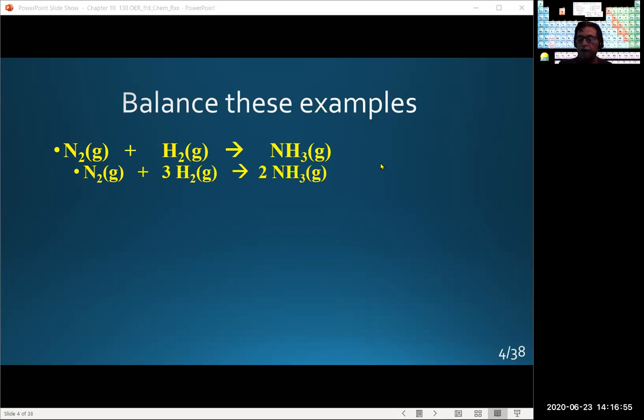Once you balance it, look at the ratio between reactants. 1 nitrogen per 3 hydrogens. Also look at the ratio between reactants and products. That means 1 nitrogen molecule per 2 ammonia, or 3 hydrogen to 2 ammonia. Those are ratios you can use if necessary. Okay.